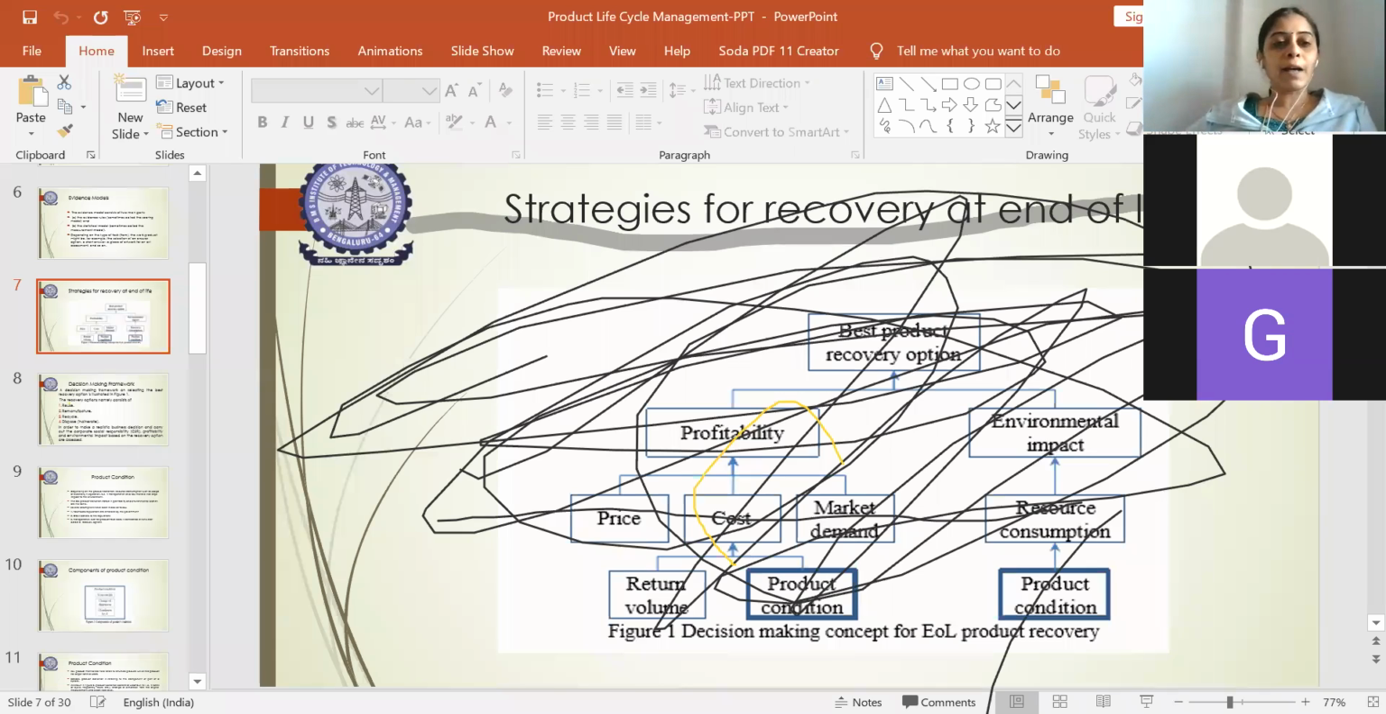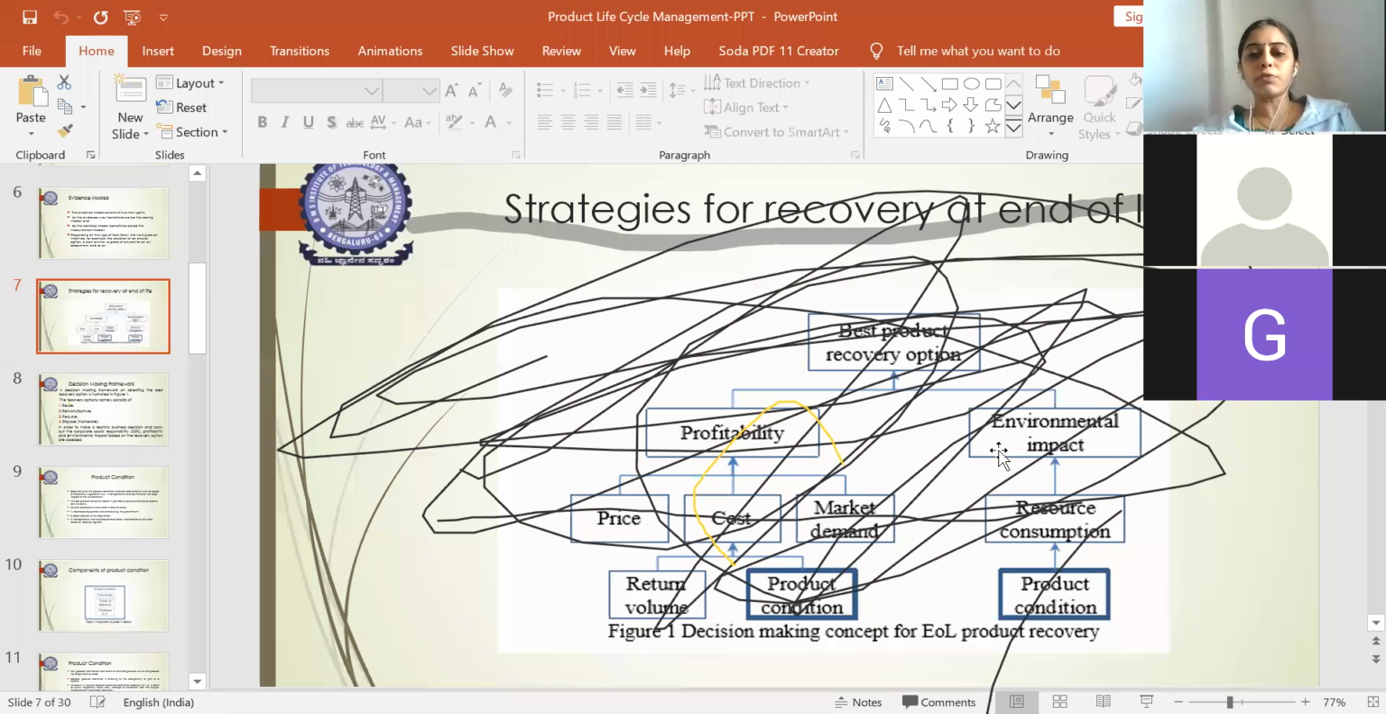Every product will have a starting and an end point. So it will have a growth, and it will have a maturity, and it will have a decline phase. Along with that, the initiation and the introduction phase also will be there. At the decline phase, it will be a condition where the product is going to decline. So it is a stage where the recovery has to happen. So it involves certain strategies.